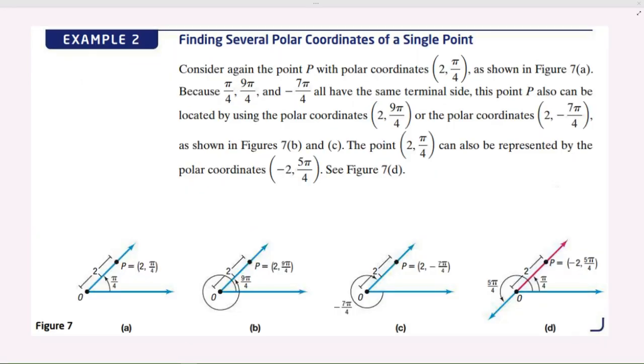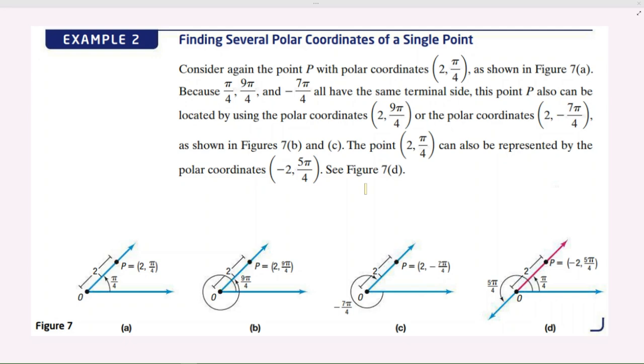Okay, so in this example, I just want to point out some things and try to get more comfortable with this idea. So of course, if we looked at the polar coordinate for the point 2 comma pi over 4, our angle's pi over 4, we have a positive distance, so we're going to run up in that direction of the angle by 2 units.